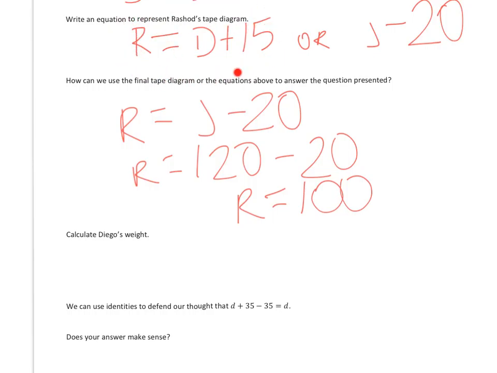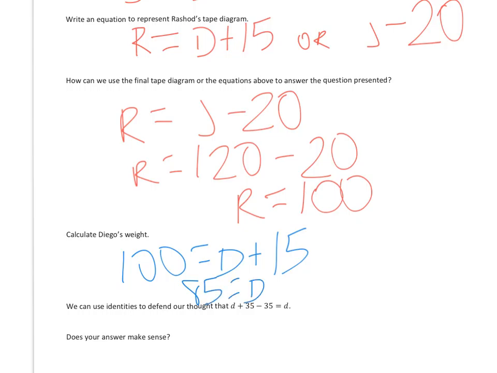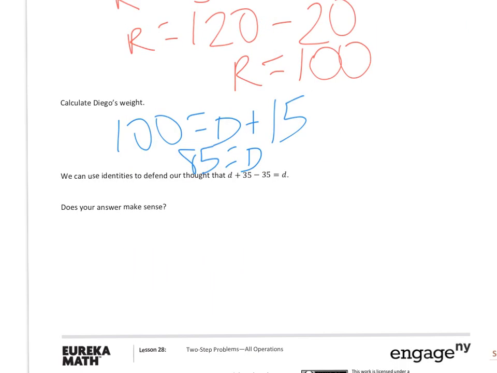So now we have numbers that we can plug in. So we had this equation up here, R equals D plus 15. Well, now we know what R equals. So now we can rewrite it with 100 equals D plus 15. All right, well, let's just solve for D. We need to get D all by itself, so we need to do the opposite. So let's subtract 15 from both sides, and we will end up with 85 equals D. So Diego weighs 85 pounds. I'm actually going to have you guys kind of ignore this part right here, and we can talk about it more a little bit later.